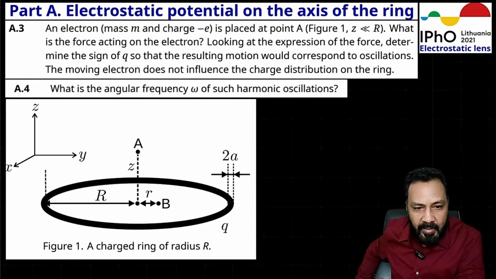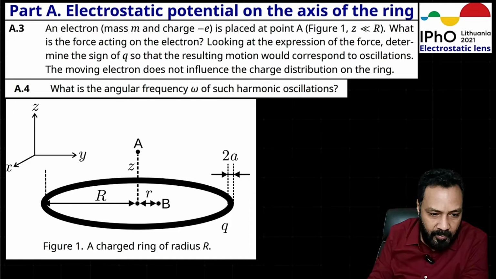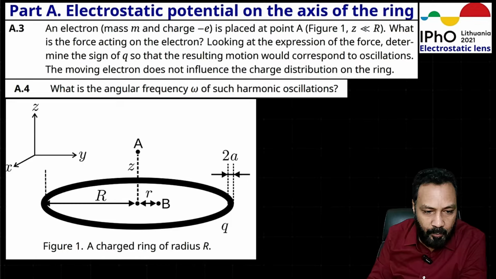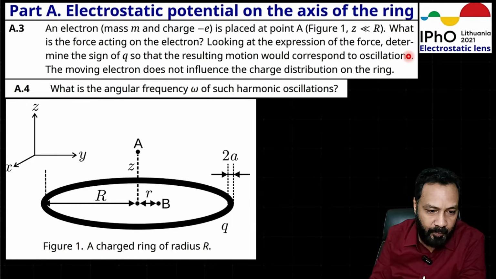And now what they are asking is that an electron is placed at point A on the z-axis, at a very small distance z from the center. So what is the force on the electron? Before that, let's calculate the electric field. So if this charge is say positive, and they are asking to determine the sign of q so that the resulting motion corresponds to oscillation. So let's go in the reverse way.